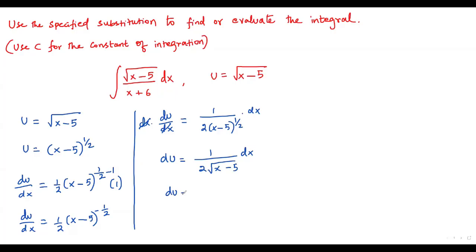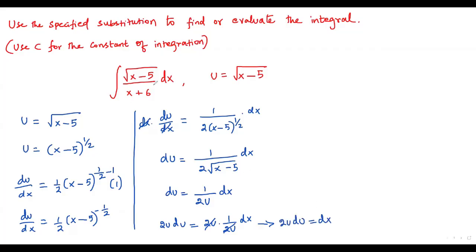Then we have du equals 1 over 2 times, and for this square root of x minus 5, we can plug in u, because we know that u equals square root of x minus 5. Then we get 1 over 2u times dx. Okay, now let me multiply both sides by 2u to get rid of the denominator. So 2u times 1 over 2u times dx. Here this 2u will cancel out. Then I'm getting 2u times du equals dx.